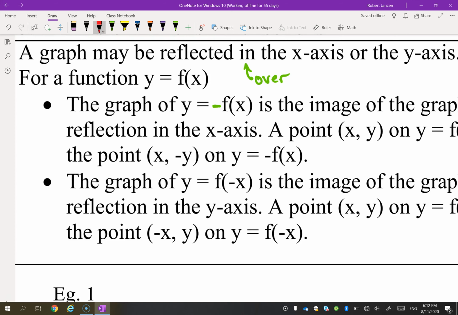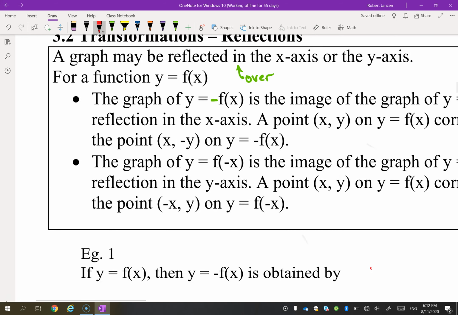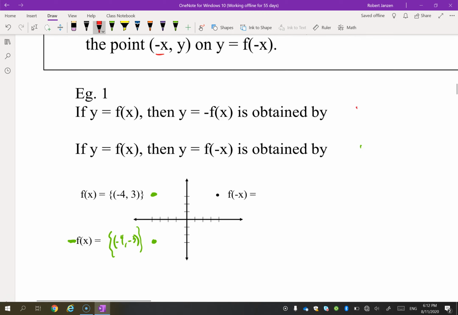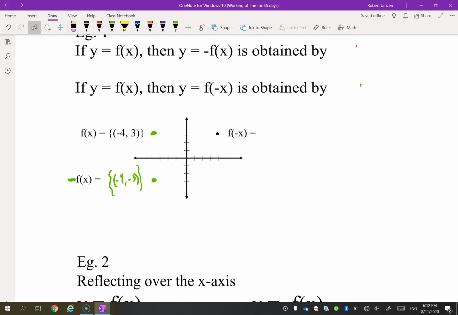Okay, the other kind of reflection is if we have the negative inside the function, so it's attached to the x. If it's attached to the x, it's going to be a reflection over the y-axis, and it's going to affect the x value. Okay, so take a look here. If we have this graph and we put a negative inside, then what changes? It affects the x value. The x value changes sign, not the y value.